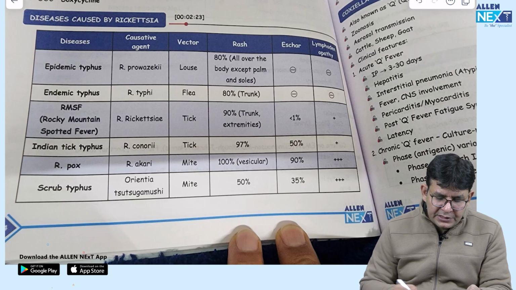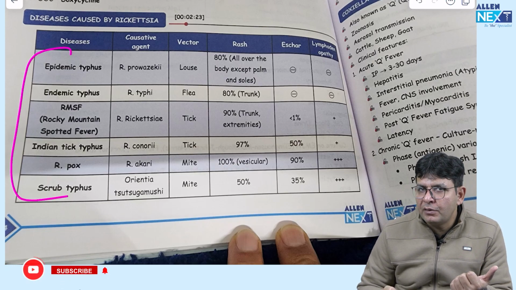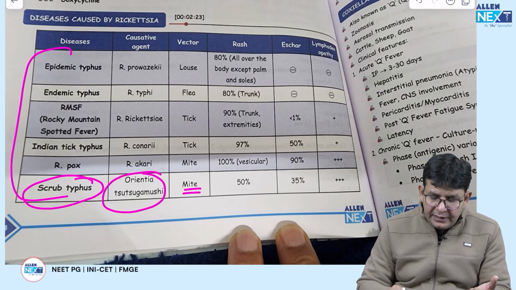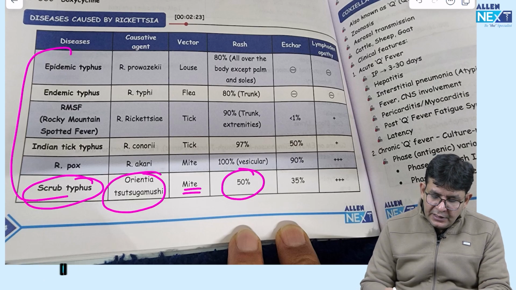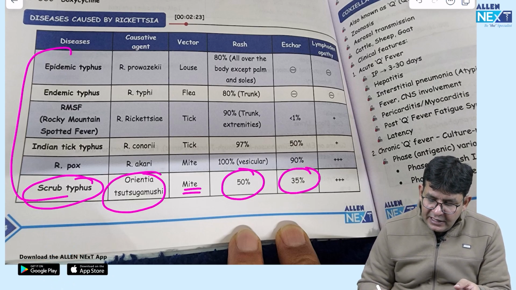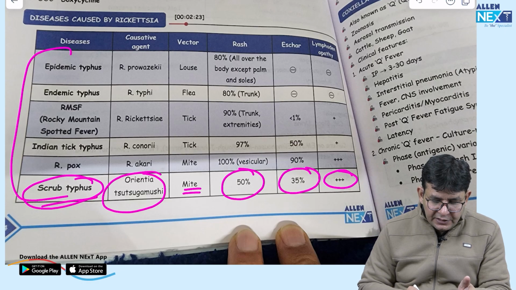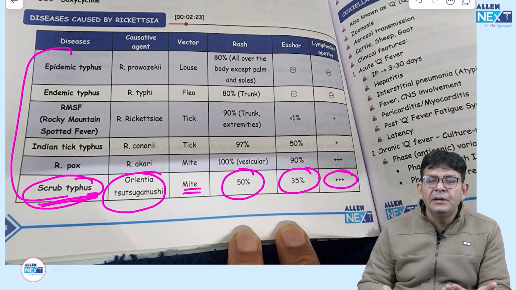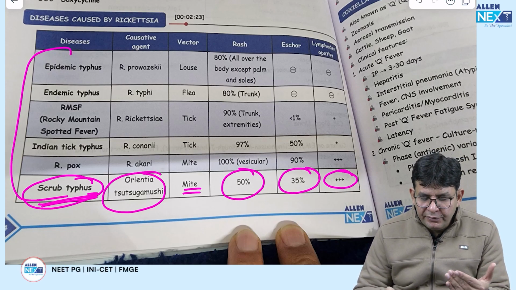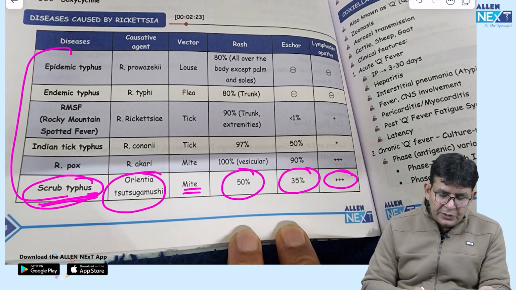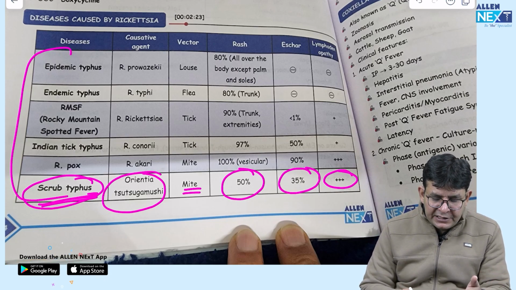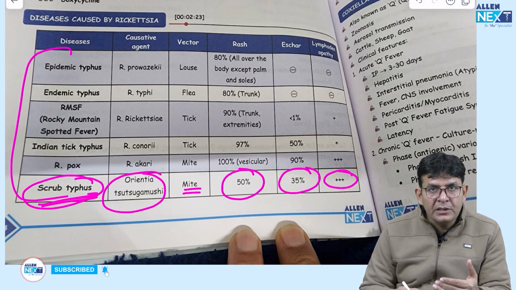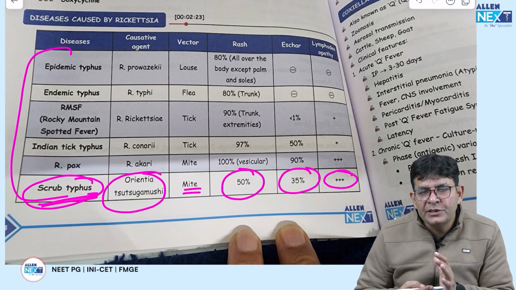And this is there in my notes, this particular table. A lot of questions come in and around this. And clearly being written scrub typhus, caused by Orientia tsutsugamushi. The vector is mite. The rash is present in 50% of cases, eschar is present in 35% of cases, and lymphadenopathy is there in scrub typhus. So you should see this particular table before the exam. Definitely one or two questions come from this particular table only. Okay. So epidemic typhus, Prowazekii; endemic typhus, Rickettsia typhi; Rocky Mountain spotted fever, Rickettsia rickettsii; Indian tick typhus, Conorii; rickettsialpox, Akari; and scrub typhus, Orientia tsutsugamushi.